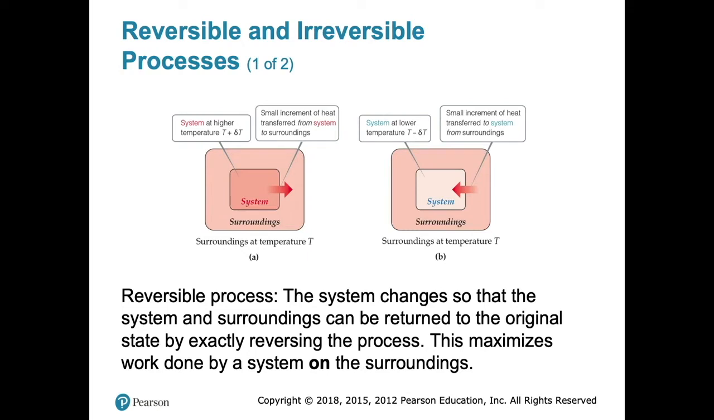So a reversible process, and we've talked about reversible processes in the past, is when you have a double arrow going back and forth, right? The system changes so that the system and the surroundings can be returned to the original state by acting in reverse processes, almost like equilibrium. And this maximizes work done by the system on its surroundings.